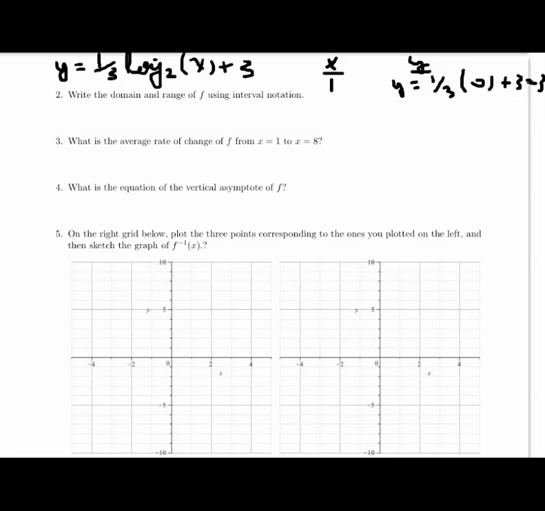So on our coordinate axis, we plot the point (1, 3). When x is 2, then the log base 2 of 2 should be 1, so I'll have y equals 1/3 of 1 plus 3, which is 10/3, so 3 1/3. So on our graph, when x is 2, y should be 3 1/3, which is about here.